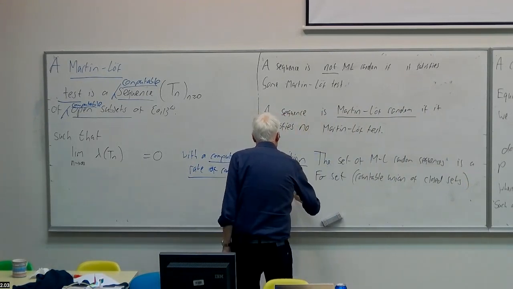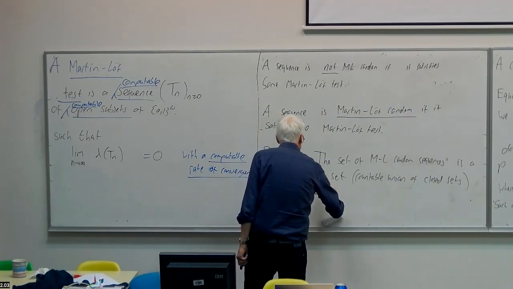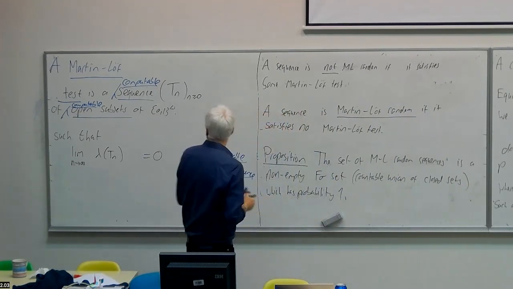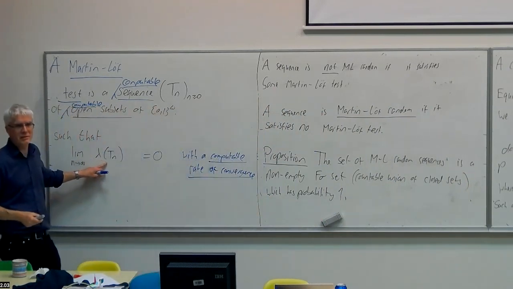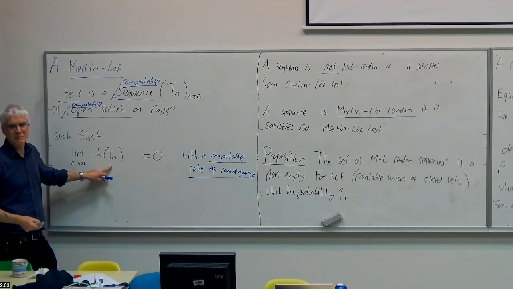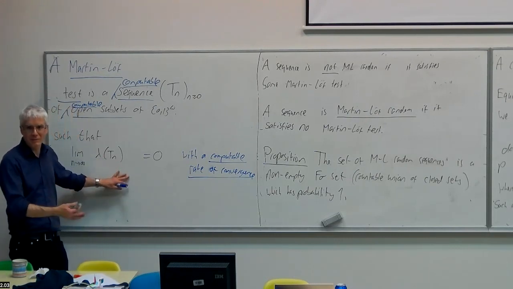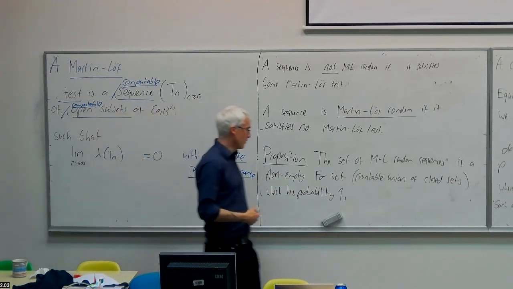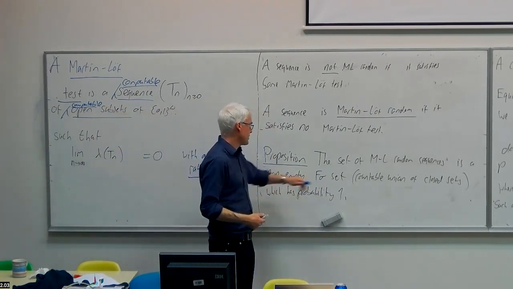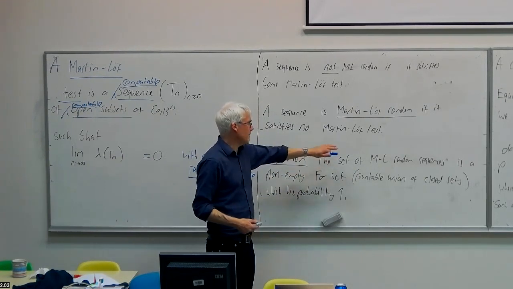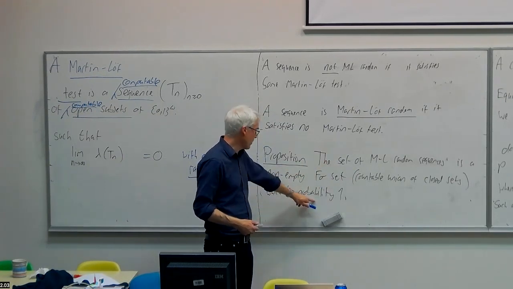Which has probability 1. Oh, I realized that the other thing I didn't define was what the probability of an open set is, but that's not difficult to define. Any open set can be expressed as a disjoint union of cylinder sets, and then it's just the sum of the probability of those disjoint cylinder sets. I'll include that in the notes. I mean, it's basic probability theory, but the probability associated with Borel sets, which include open sets and F sigma sets. But the point is, we have many, many ML random sequences, particularly it has probability 1.